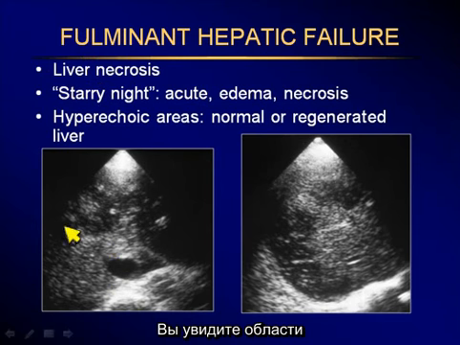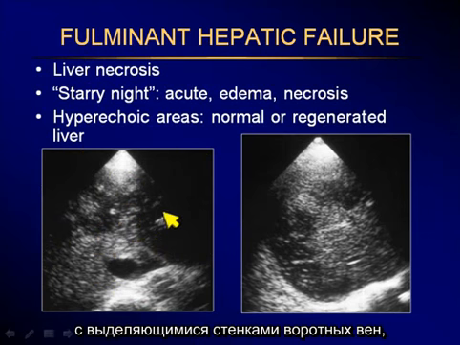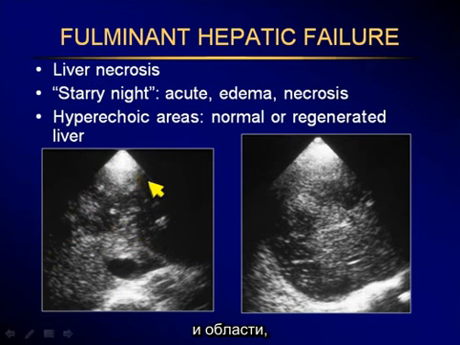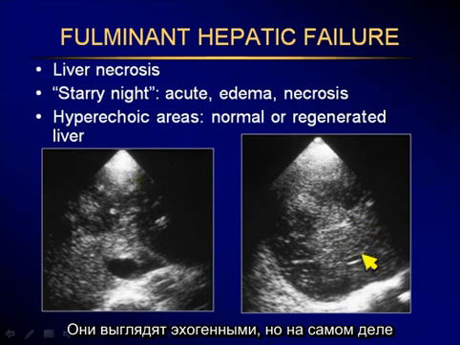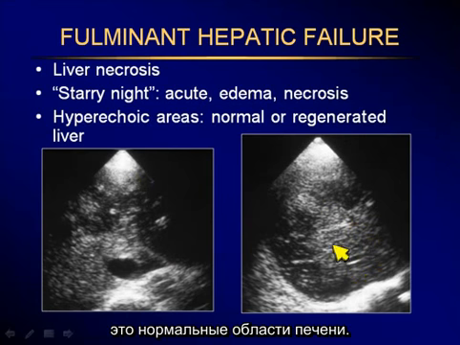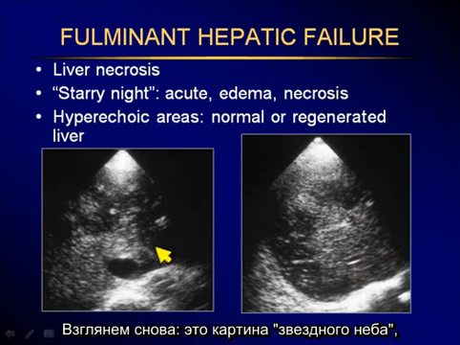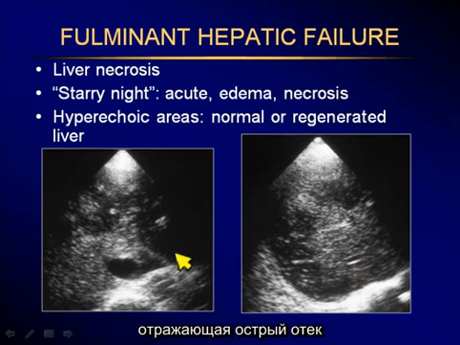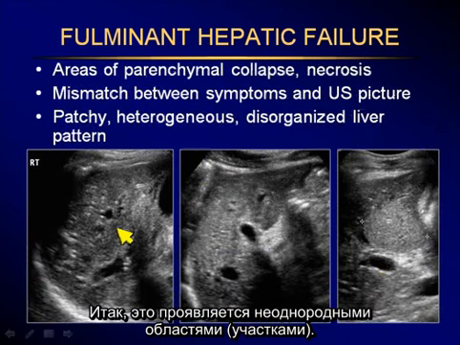What you'll see are patchy areas of decreased echogenicity with prominent portal vein walls, and areas that look normal. They look echogenic, but they're actually normal areas of liver. You look back at these, this is the starry night pattern reflecting acute edema or necrosis, and these are areas of normal or regenerated liver. So they come in patchy areas.